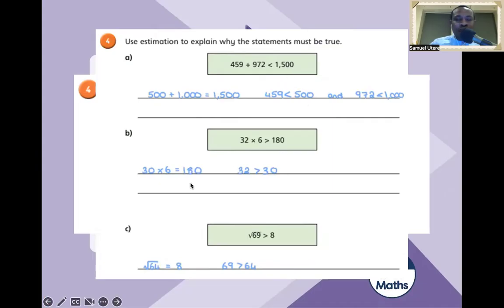Here, using estimation, you can see that this can be simply 30 times 6, which is 180. And we know that 32 is greater than 30, which we used for our estimate. So this calculation, this statement, must be right. Here, we know that the closest square root is 64. And we know that the estimate we have used, which is 64, is actually less. 69 is greater than the estimate which we've used, which is 64. So that statement is right.